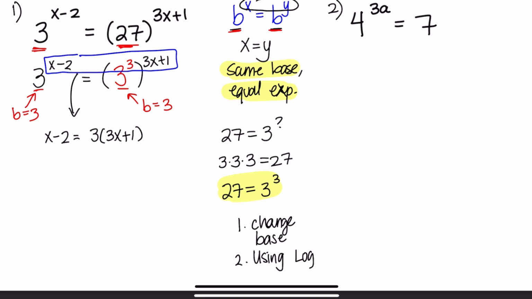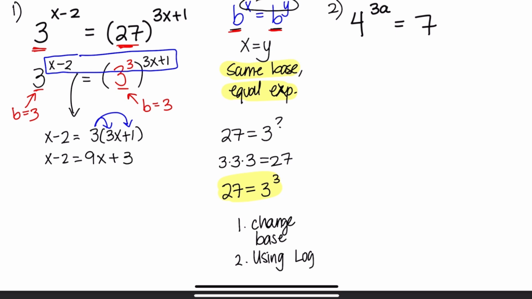Again, once you have changed to have the same base, bring down your exponents and solve for x. Our first step here will be to distribute this 3. I don't want to see parentheses. I want to distribute this 3 and multiply everything inside the parentheses. So our next line we're writing is x minus 2 equals 9x plus positive 3.